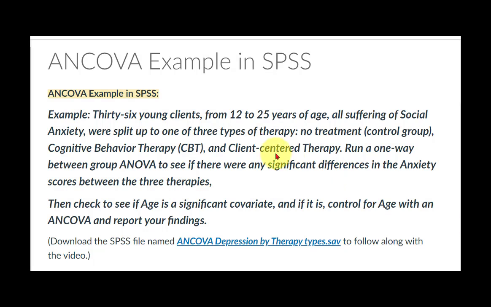I'm going to show you how to run an ANCOVA, analysis of covariance. That's a relatively new one. We're looking for covariance here in the one-way between group ANOVA. I got this example. So we got 36 young clients from 12 to 25.